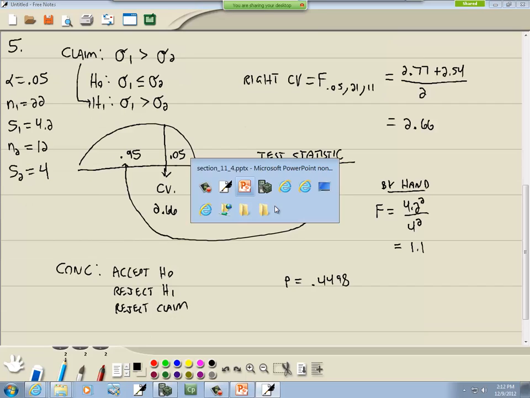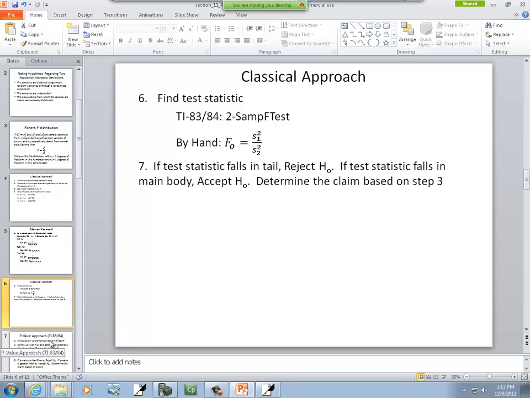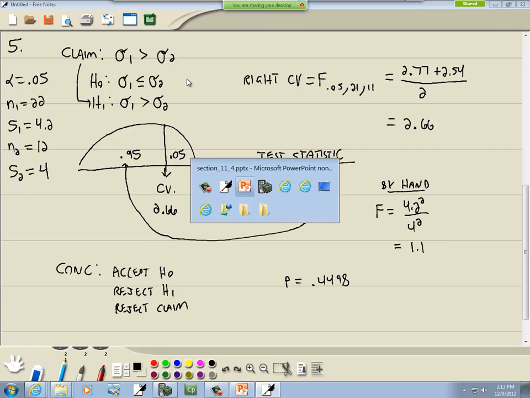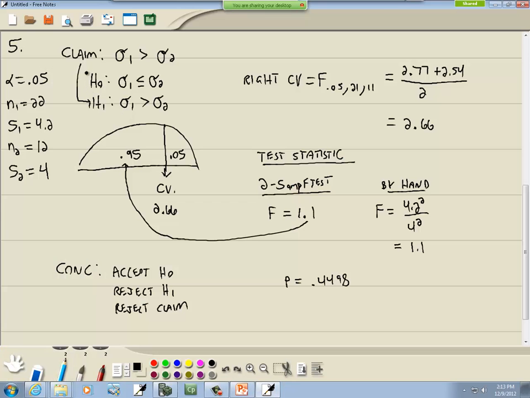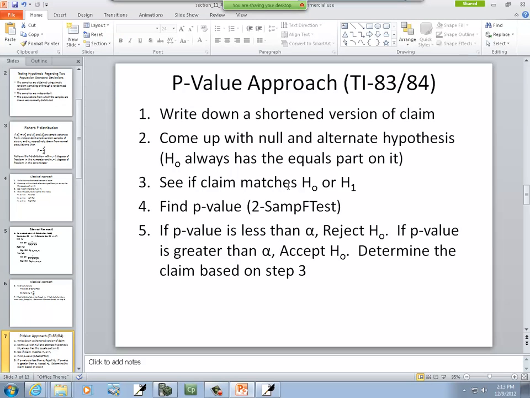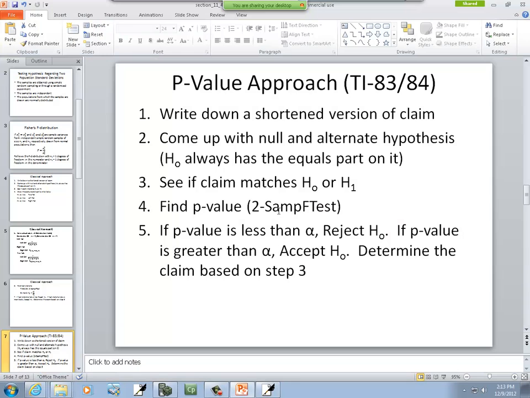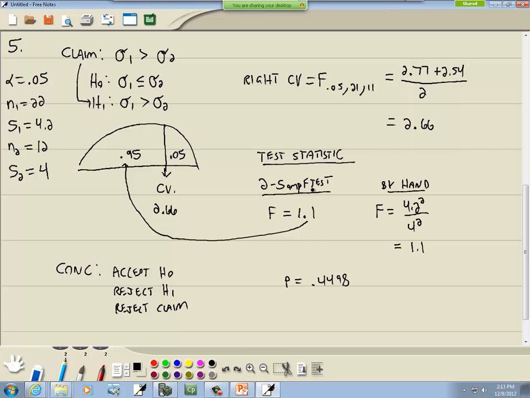Now for our p-value approach, if we were using that approach. Write down a shortened version of the claim. Same step there. Come up with the null and alternate hypothesis. Same step there. See if your claim matches H naught or H1. Same step. Find a p-value. Use 2-SampFTest. Well, we did 2-SampFTest, and we found p is equal to 0.4498.